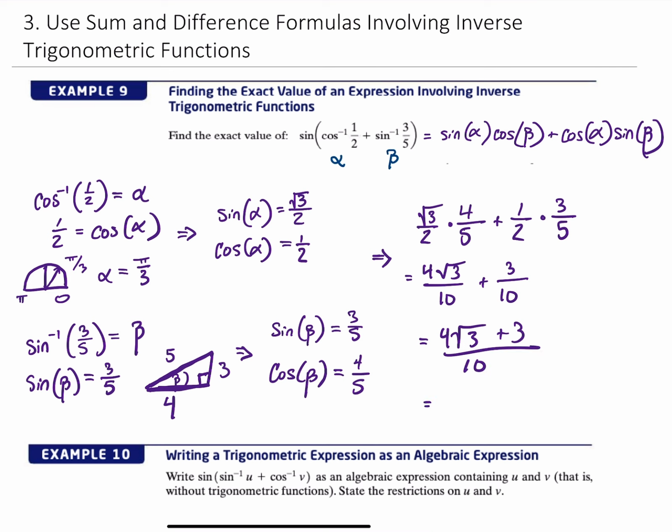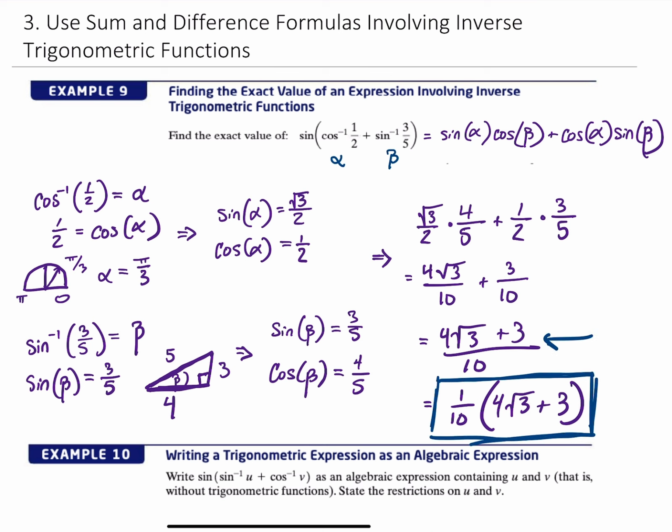And I bet the text probably pulls out the 1 over 10 with 4√3 plus 3 inside. That's kind of their aesthetic, what they like to express things as. So I'll leave it like that. But if you said the previous step, it's still equivalent as well.